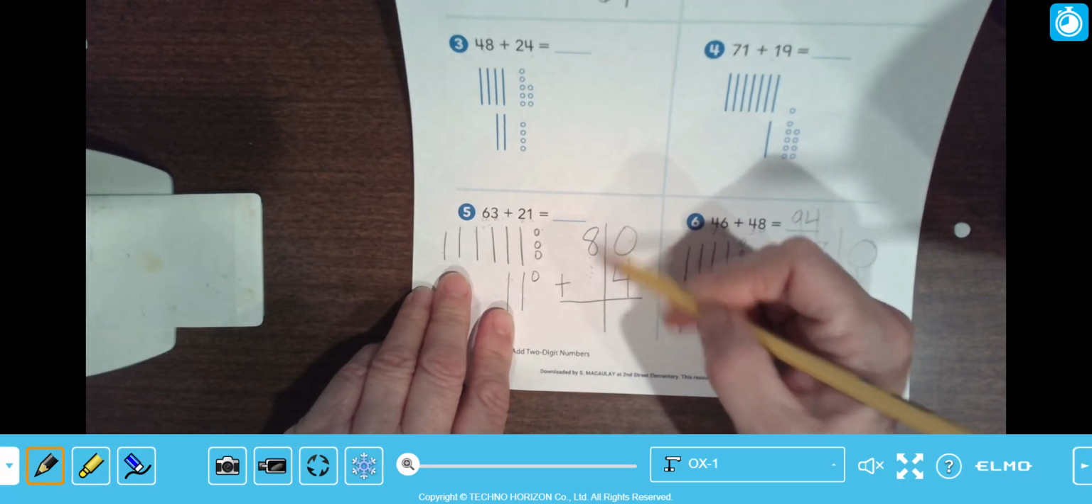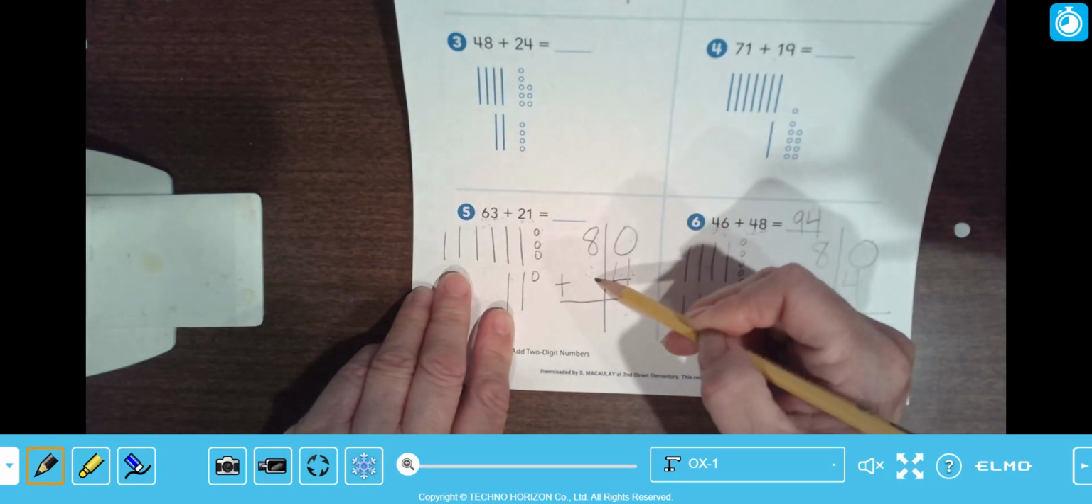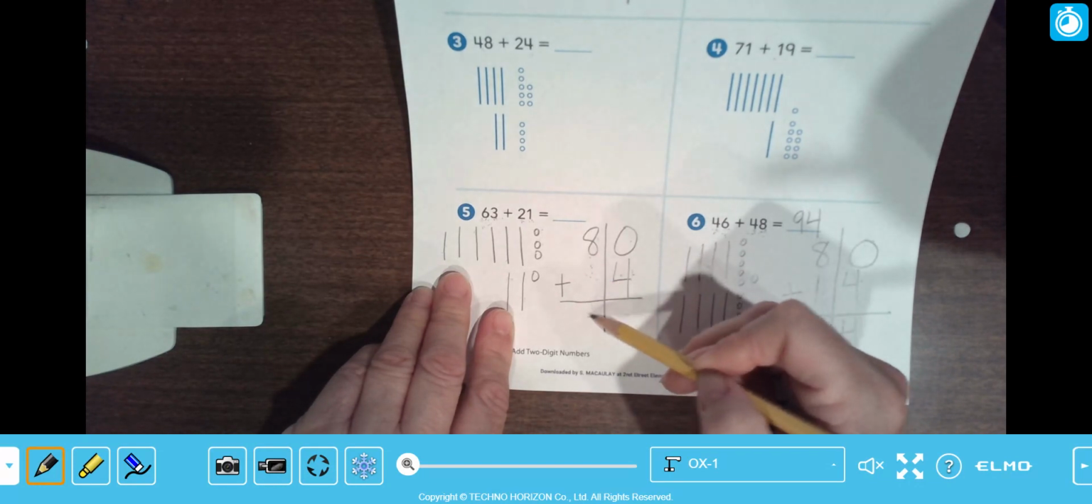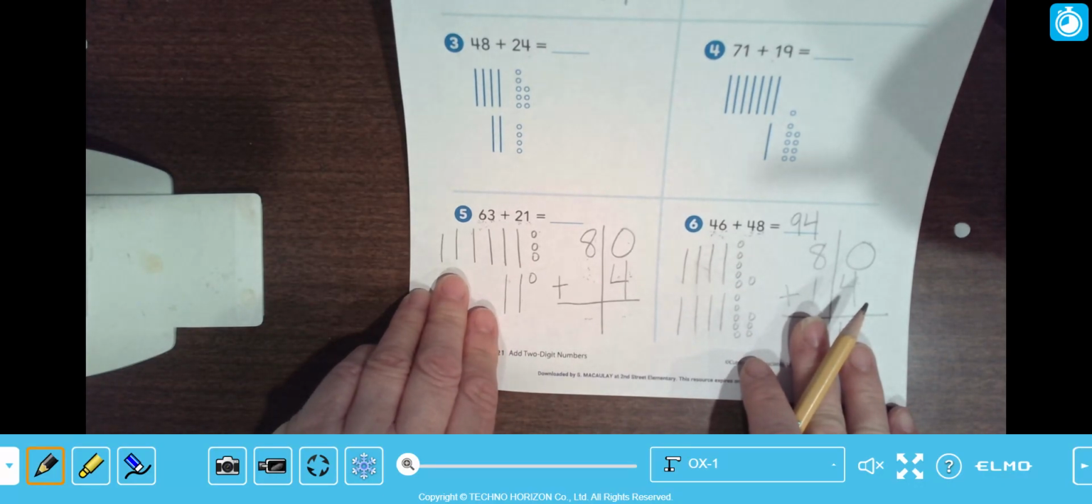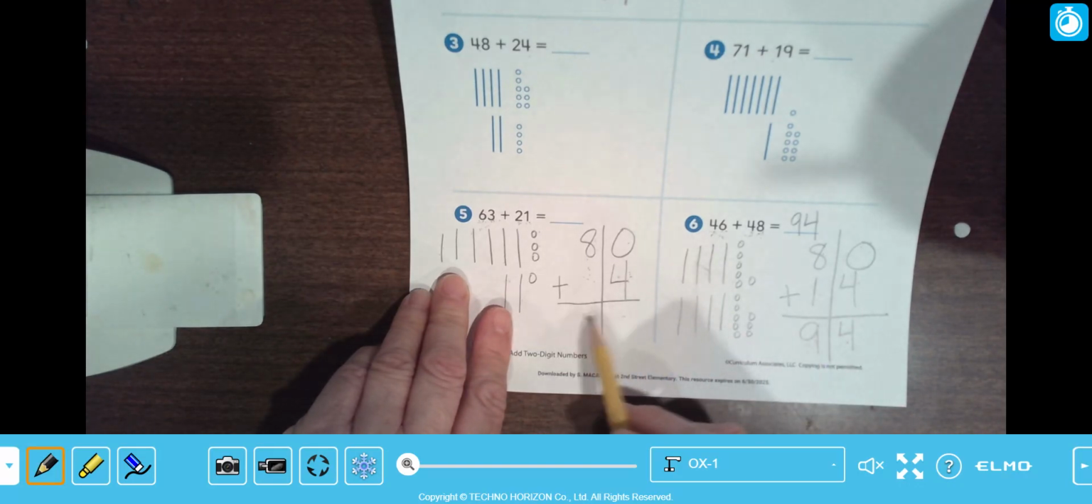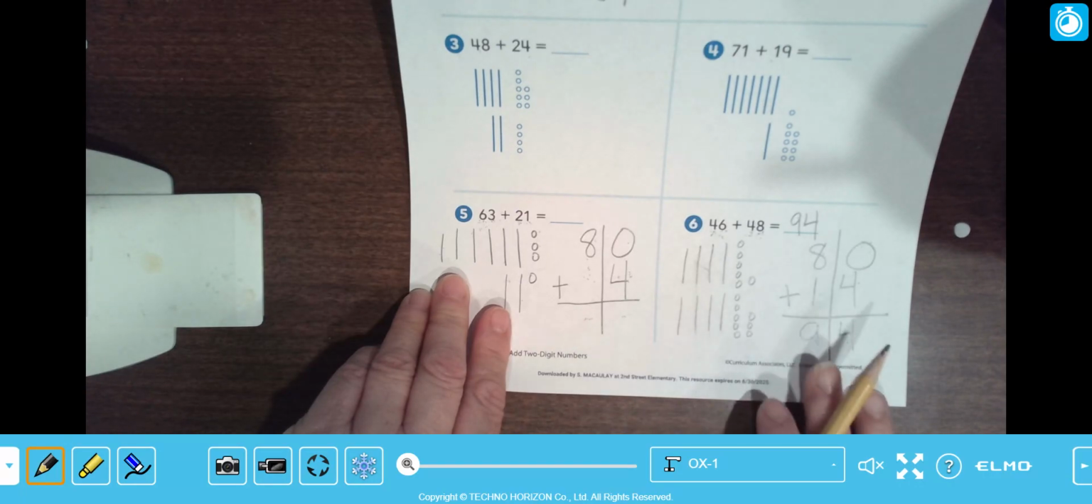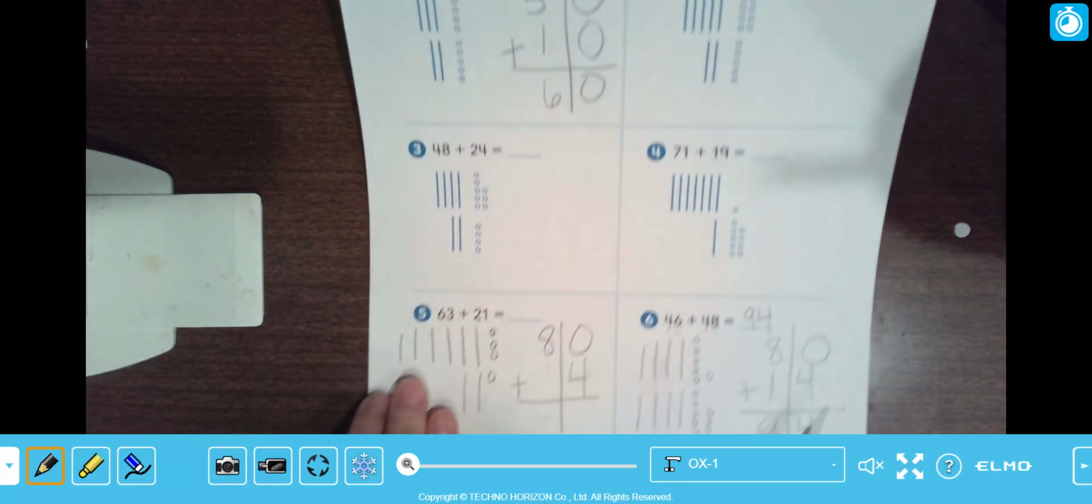Okay, now let's do the tens. 8 tens plus no tens. Yeah, it's still 8 tens. Write that down here. Good job. All right. So your answer right here, 84, should go here, right? Good. Great job.